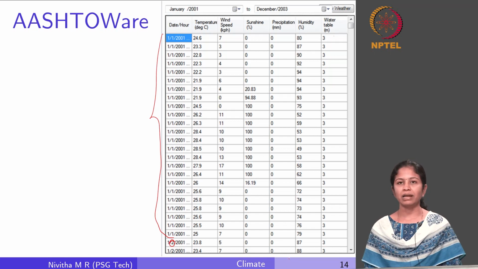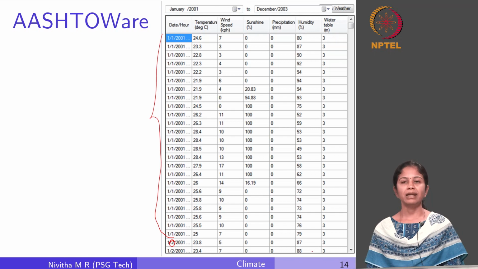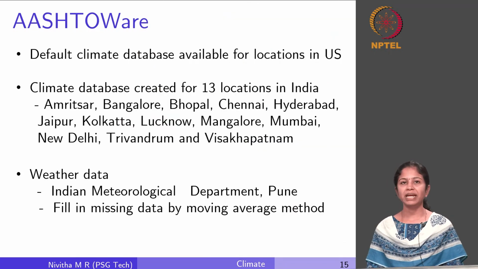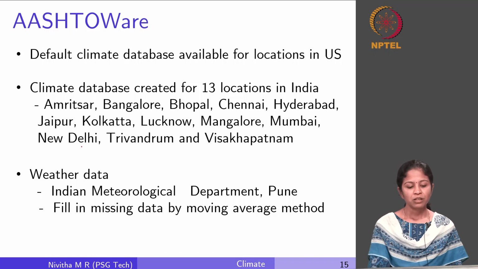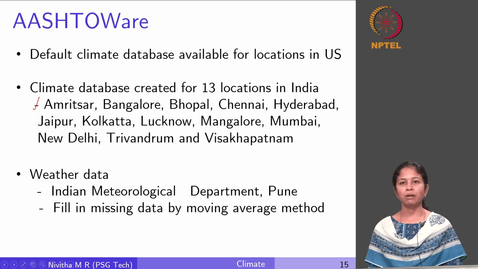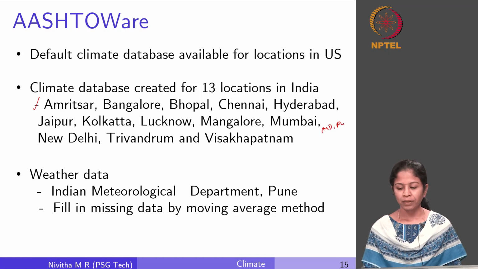Now, can we create, if I want to use a software like AASHTOWare and carry out pavement design, will I be able to update our climate information into AASHTOWare, right. So, here we have created a climate database for 13 locations in India. So, these are the locations for which we have created the climate database in the appropriate format, collected information about all these parameters from the Indian Meteorological Department, IMD Pune, right.